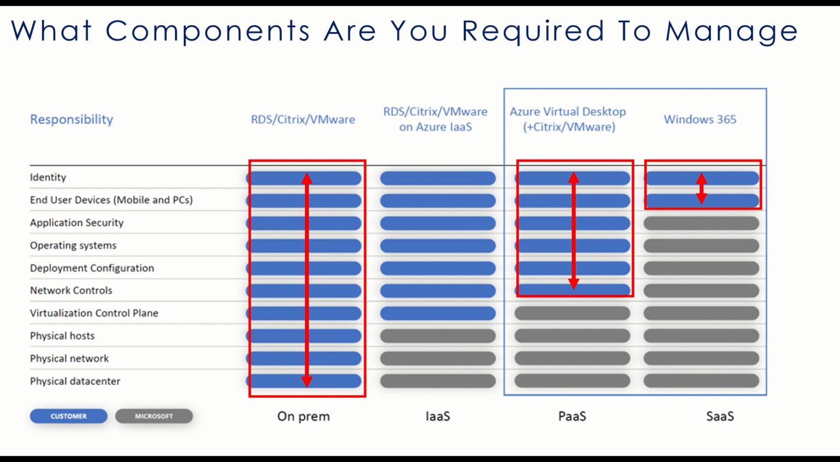In terms of what components you're required to manage, here is the shared responsibility model, with the customer in the blue and Microsoft in the grey. You can see there's a clear indicator of what you manage in comparison to Microsoft for the two different solutions. On the left in the blue box, you've got AVD. On the right, you've got Windows 365. You manage more on the left, you manage less on the right.